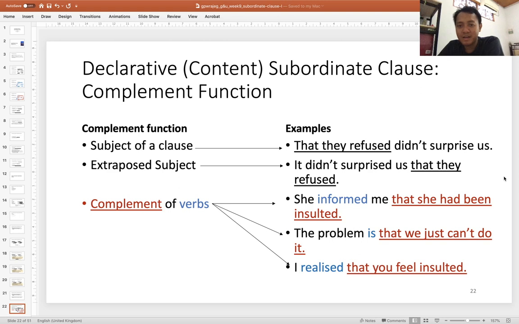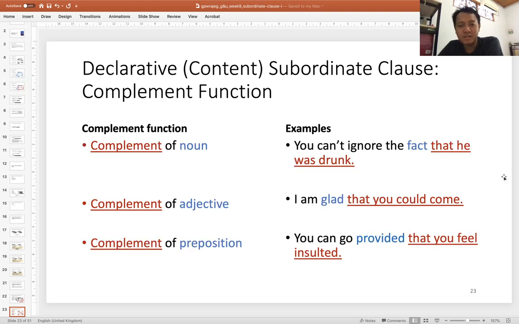It can also function as complement of a noun, such as fact. You can't ignore the fact that he was drunk. You can't ignore the idea that we all need to stay vigilant. You can't ignore the idea that people should maintain and so on. So fact like idea requires that complement, and adjectives such as glad require a complement clause, and also the preposition provided.